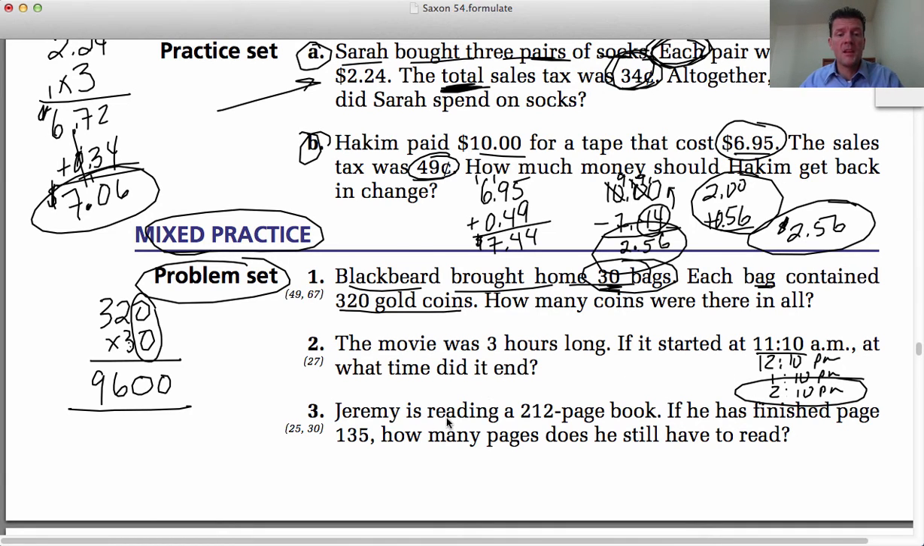Okay? Jeremy is reading a 212-page book. If he has finished page 135, how many pages does he still need to read? So you're just going to take 212 minus 135 because you're finding the difference. How much more? What's left over? All of those terms help you think of difference. It should make you think in your mind the difference between two numbers.